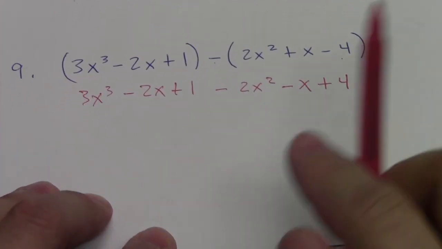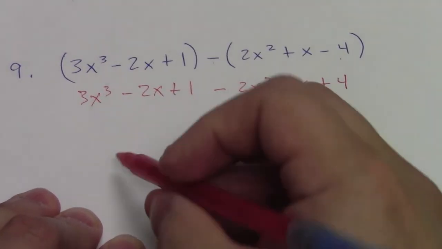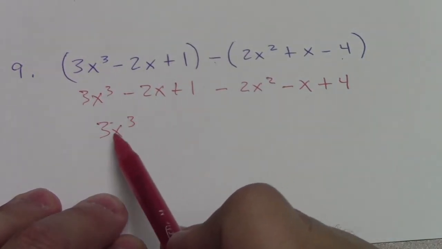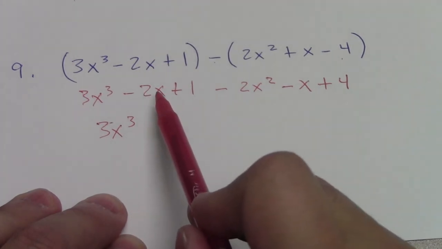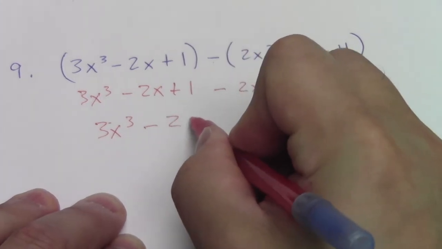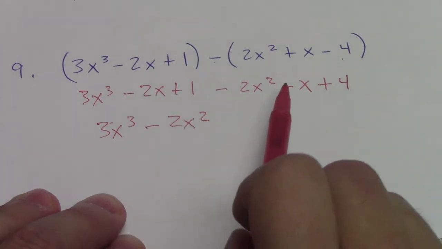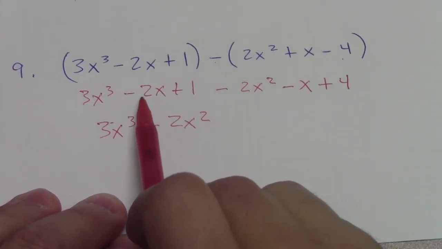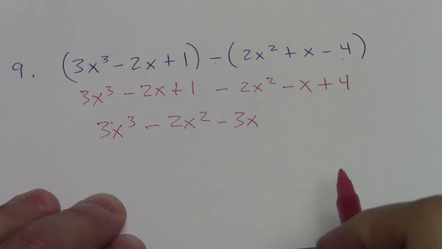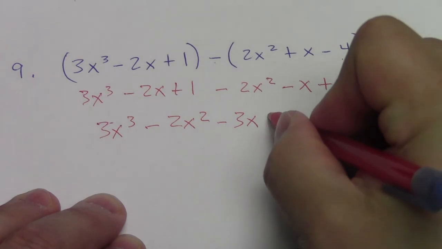So let's go ahead and combine. Here I have x to the third, so I need to look for all my x to the thirds. I don't have any, so I just bring it down: 3x to the third. Then I look for x squared, because that's the next number in line. That's x, so I can't use that one. Here's x squared, so I can use that. So minus 2x squared. Then I look for x's. I have a negative x here and a negative x here, so that's negative 3x. Then I just look for numbers. Here I have a 1 and a 4, so that leaves me with positive 5.